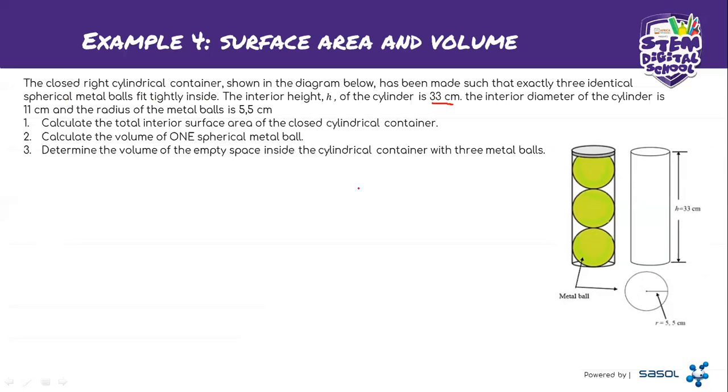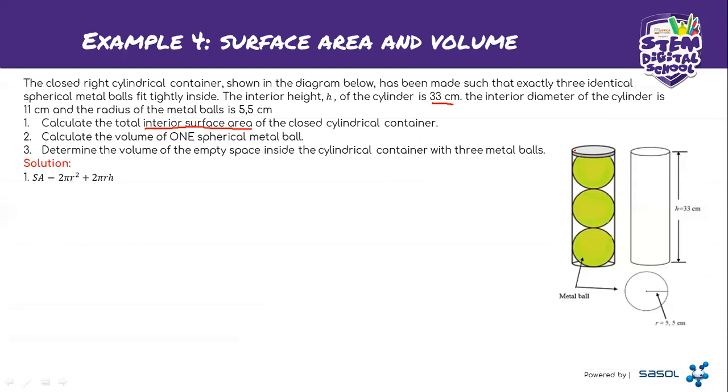The first question we have to answer says: calculate the total interior surface area of the closed cylindrical container, meaning we need to calculate the surface area of this cylindrical container. Let's see how we do that. We write the correct formula for that, and remember, we also need the radius.